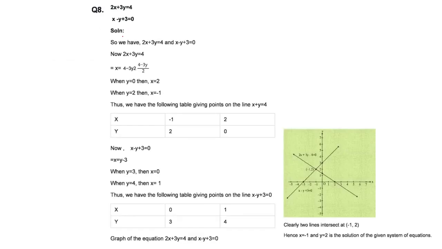The next one, 2x plus 3y equal to 4, x minus y plus 3, same, you have to make two lines, make the intersection, and this is the solution. This is actually x equal to minus 1, y equal to 2. Minus 1 and 2 are the solution.